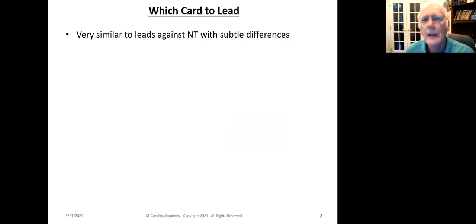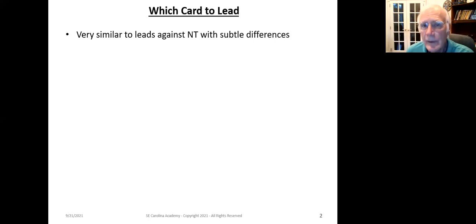All right. In this lesson, we're going to discuss which card to lead. We went through the process of determining when to lead trump, and if we're not going to lead trump, what suit to lead. Now, we want to do the final decision. Remember, there's three decisions in this process: what type of lead to make, what suit to lead, and then what card. We're finally to what card to lead against the suit contract.